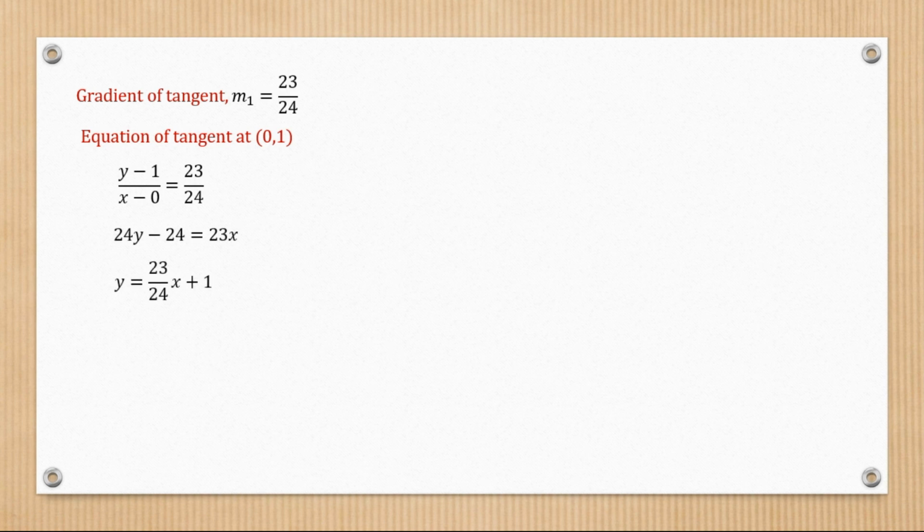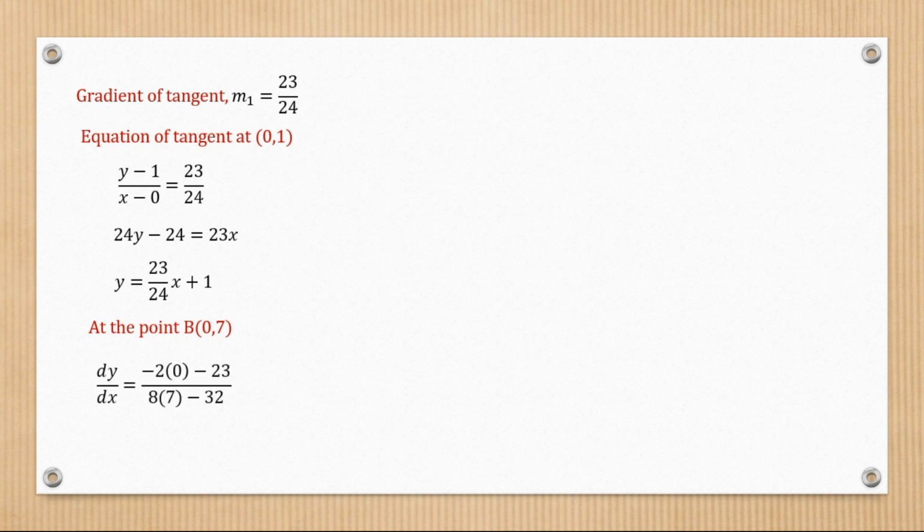So that's the gradient of the tangent at point A. So now I can find the equation of the tangent. So the equation of the tangent at point A, which is 0, 1, shall be y minus 1 over x minus 0 being equal to 23 over 24. So cross multiply, and I'll have y being equal to 23 over 24x plus 1. And that is the equation of the tangent at the point A. How about at the point B?